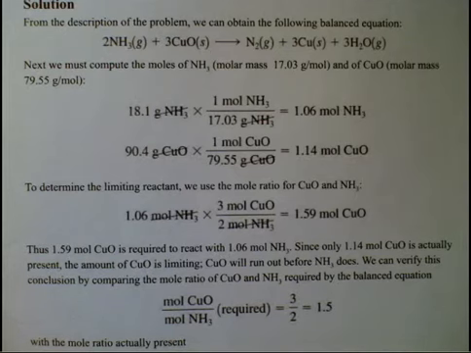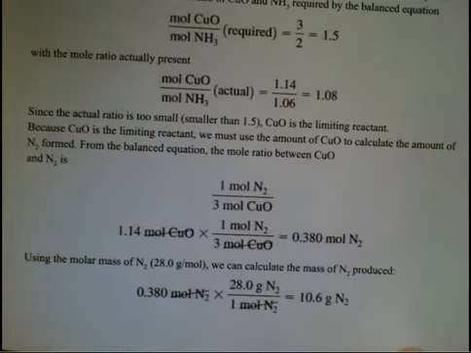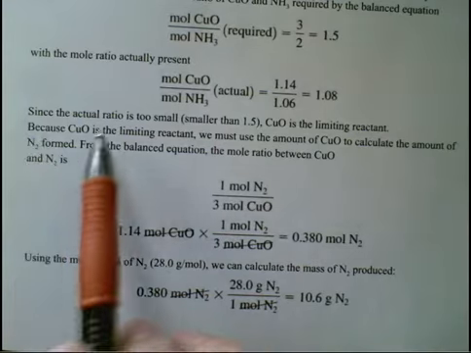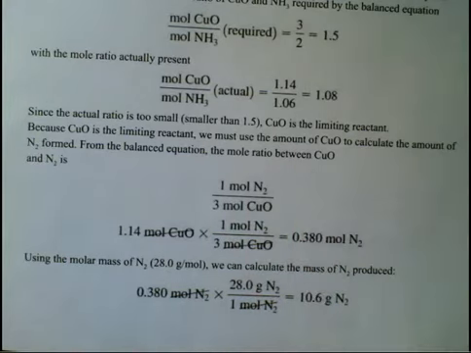We actually have less than that, and so we're going to run out. Since the actual ratio is too small, meaning it's smaller than the 1.5, copper(II) oxide is the limiting reactant. Because copper(II) oxide is the limiting reactant, we must use the amount of copper(II) oxide to calculate the amount of N2 formed.